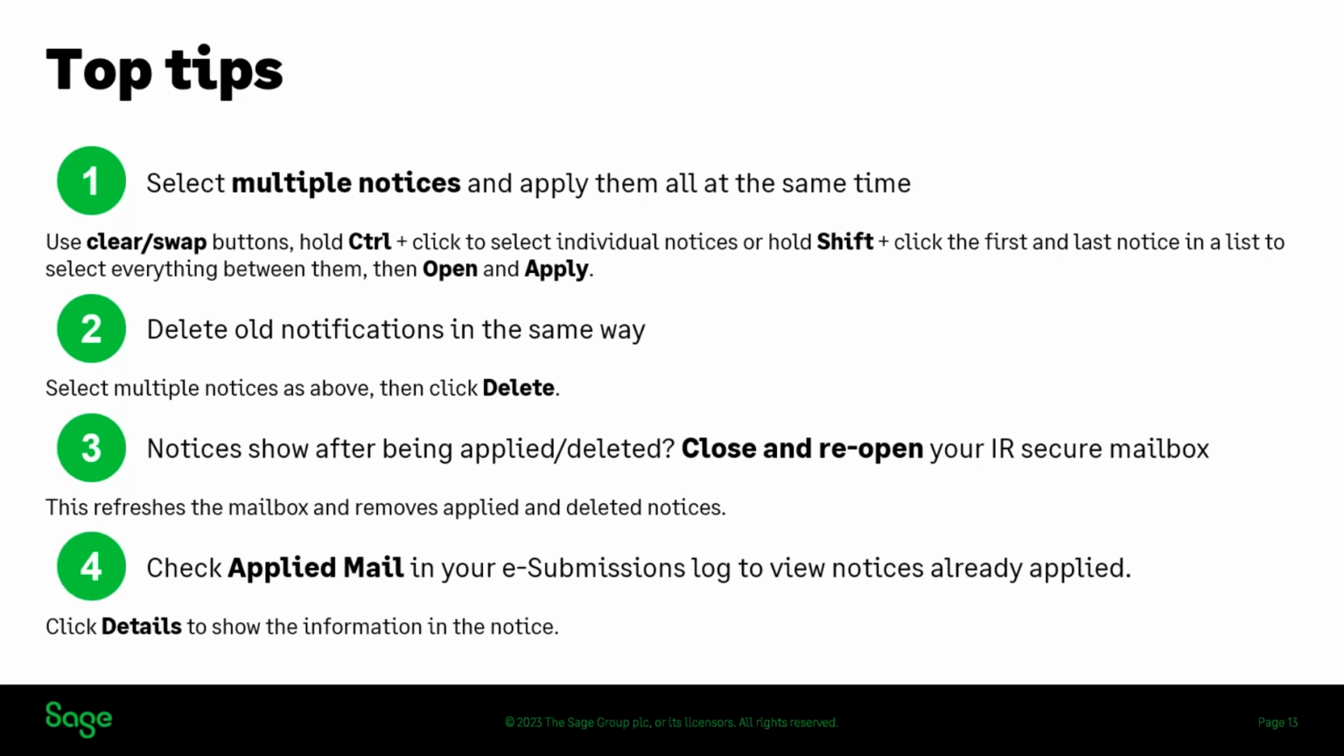And finally, we saw this earlier. So if you want a reminder of notices that you have applied and you want to see what information was in that notice, so obviously it's gone from the mailbox now, simply check the Applied Mail tab within the eSubmissions log, and you'll see all of the notices that you have applied this way. And to see the finer detail, so tax codes, effective from dates, etc., just click the details option to show the information within that notice.